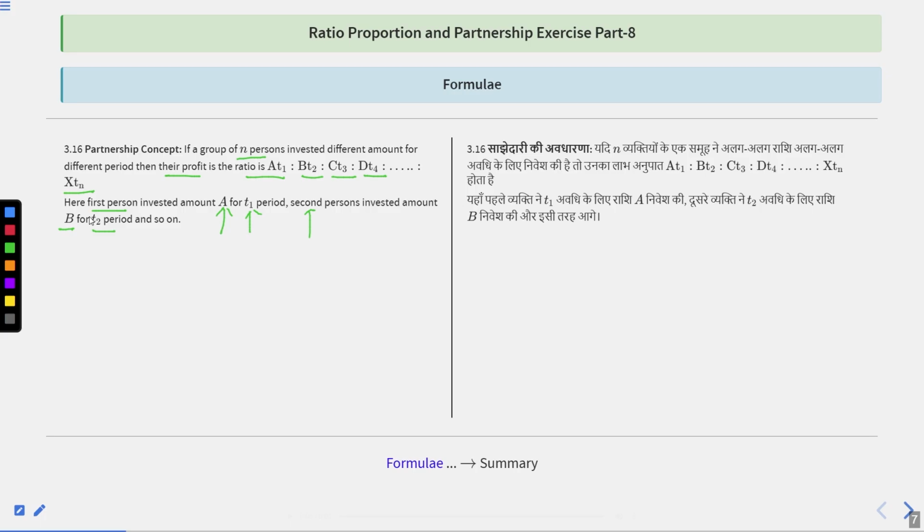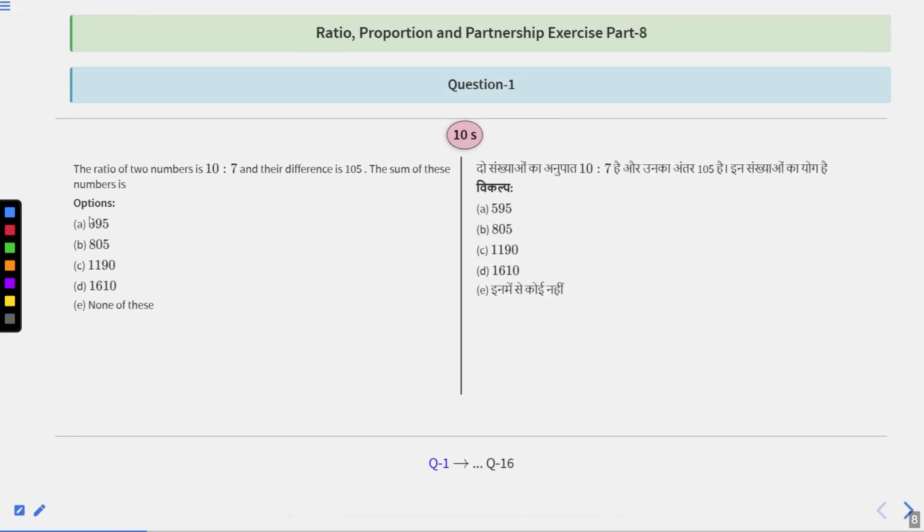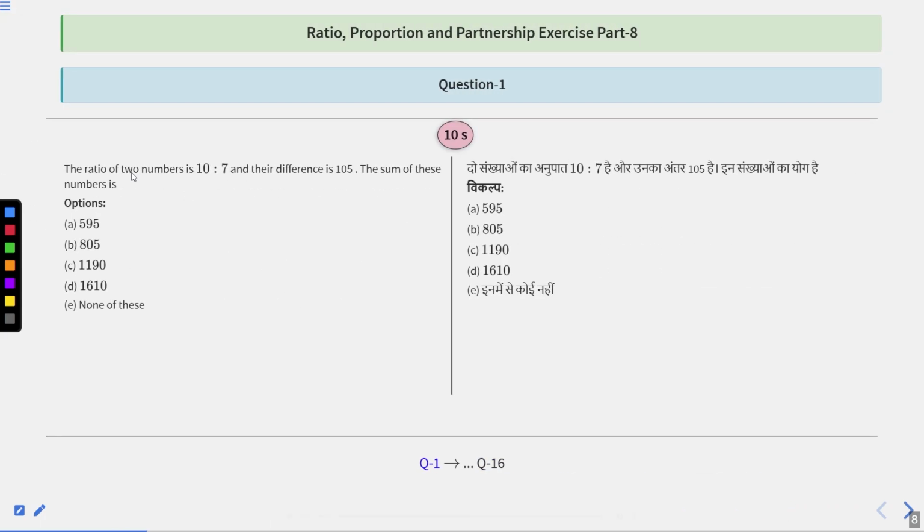Now we will start to see some questions. The first question is: the ratio of two numbers is 10:7 and their difference is 105. Find the sum of these numbers. You have 5 options and 10 seconds to analyze the question. Your time starts now.